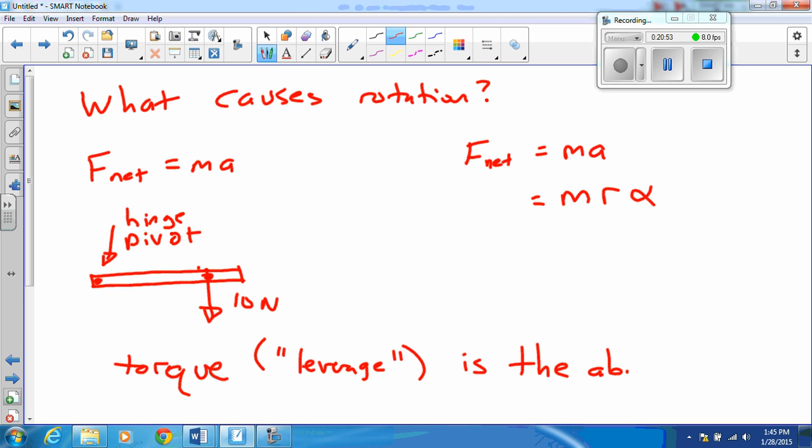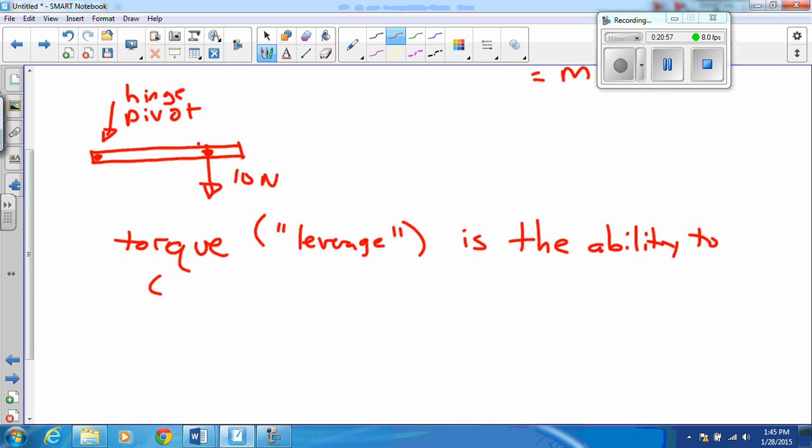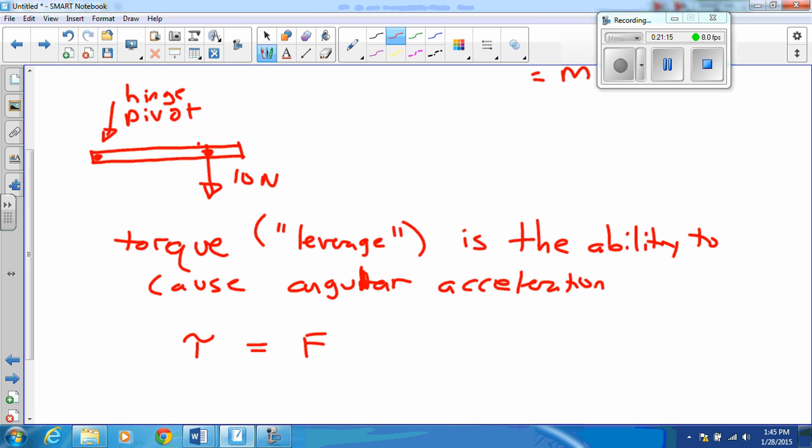Torque is the tendency or the ability to cause angular acceleration. We're going to use the Greek tau for torque, and we're going to say that that is equal to the product of force times distance.